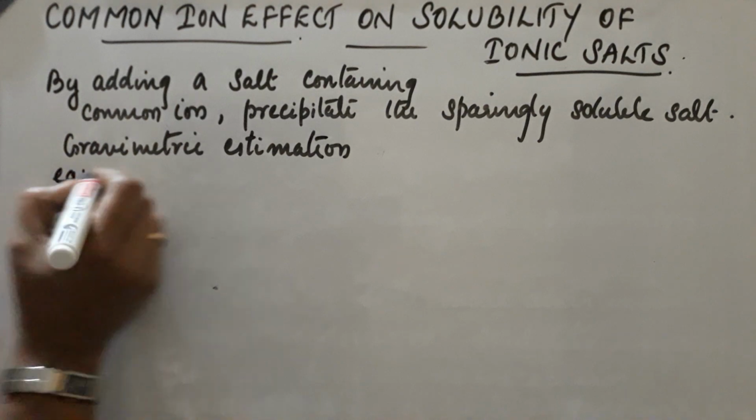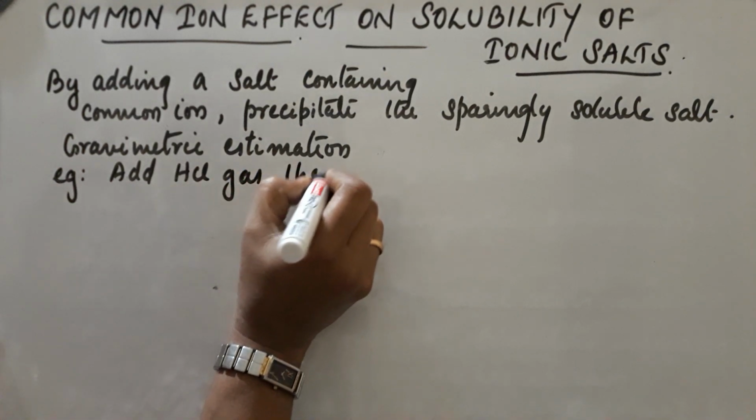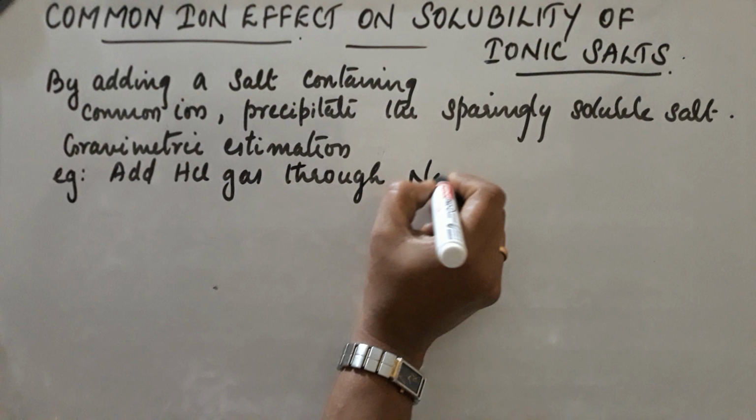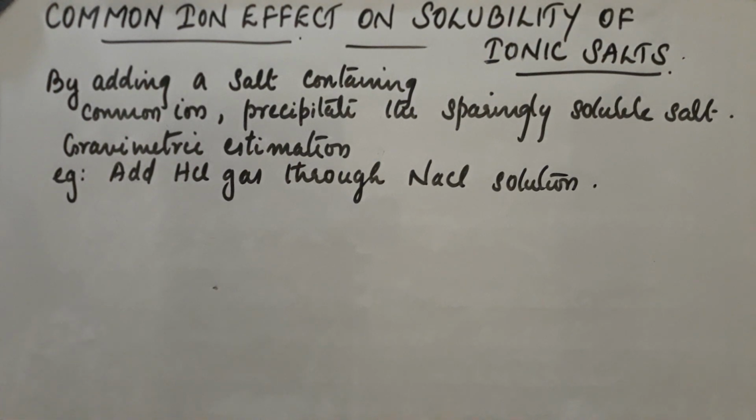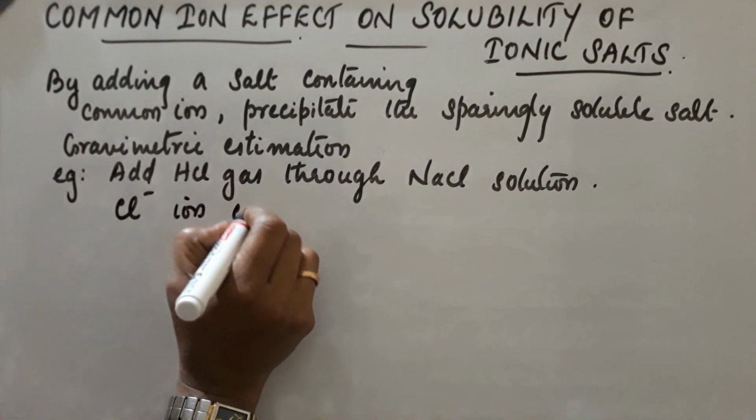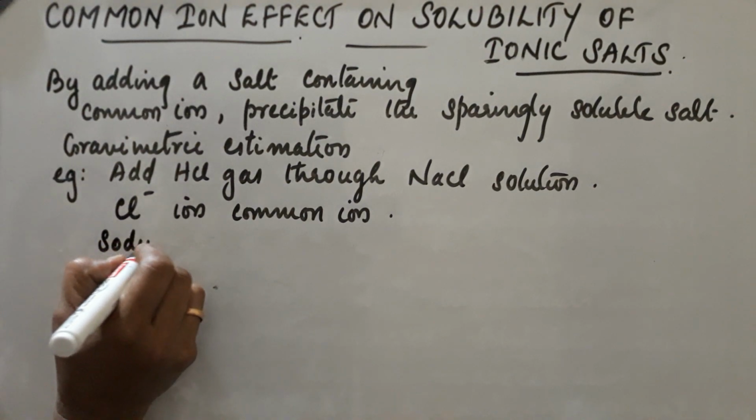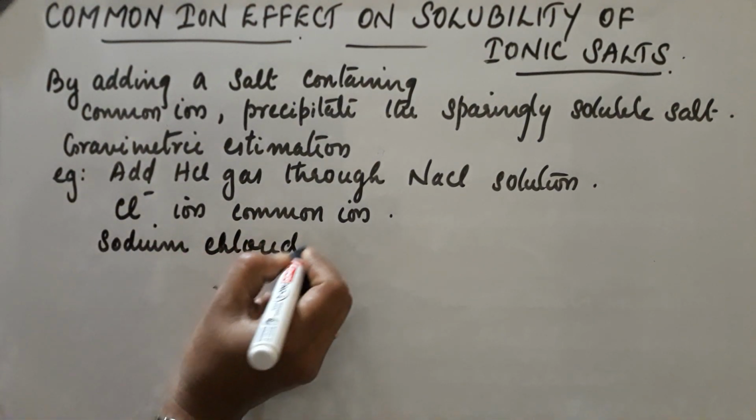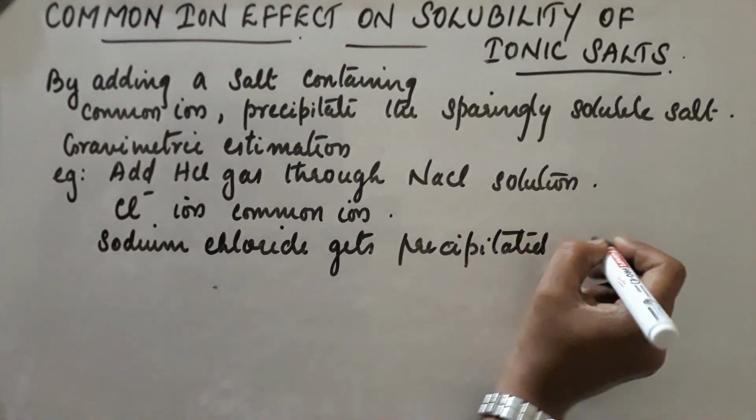For example, we are passing HCl gas through a sodium chloride solution. What happens? Here the common ion is Cl minus. We are passing HCl gas through a saturated solution of NaCl, and Cl minus is the common ion. The Cl minus ion concentration increases and sodium chloride gets precipitated with high purity.